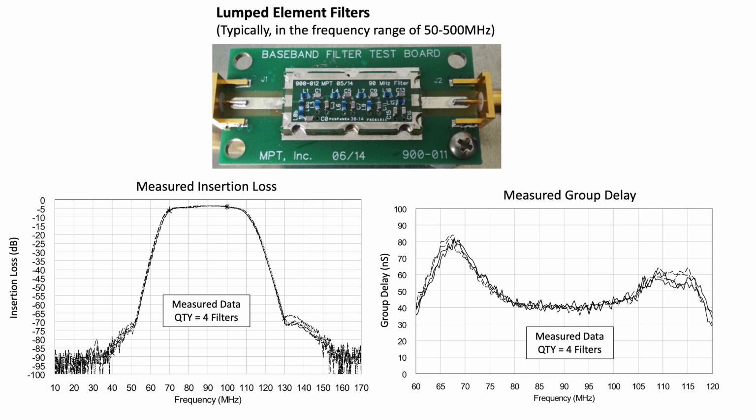Lumped element filter construction uses discrete inductor and capacitor and resistor components. The image shows a lumped element filter that MPT developed several years ago for a phased array radar system. It's the anti-aliasing filter for the system. The measured performance plots show that the filter has good rejection slope and reasonably flat frequency response in the desired bandwidth. Some benefits of a lumped element filter are their low cost and small size.